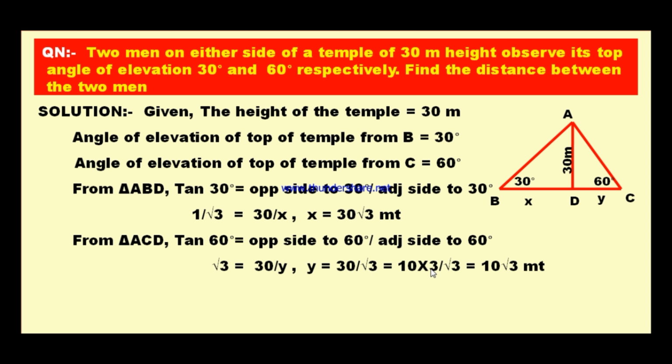30 can be written as 10 times 3, divided by root 3. This root 3 in 3 is root 3 times. Therefore this is 10 root 3 meters. Now we have the x value 30 root 3 meters, and we got the y value 10 root 3 meters.